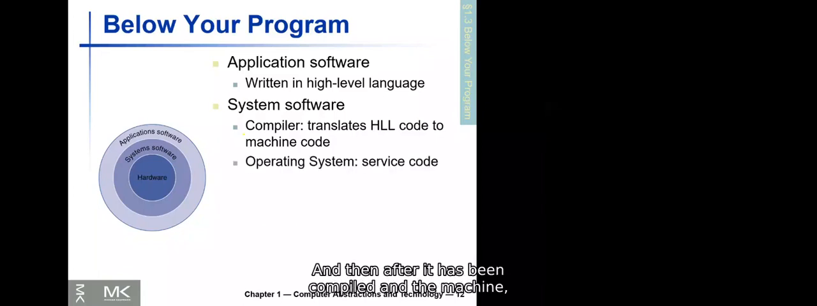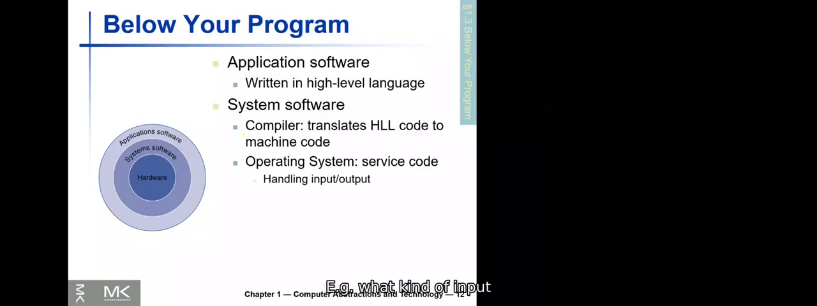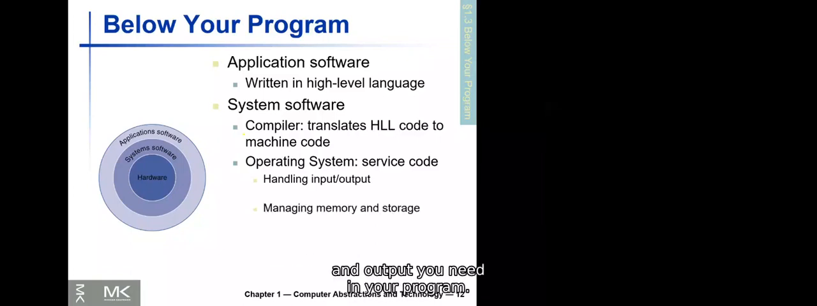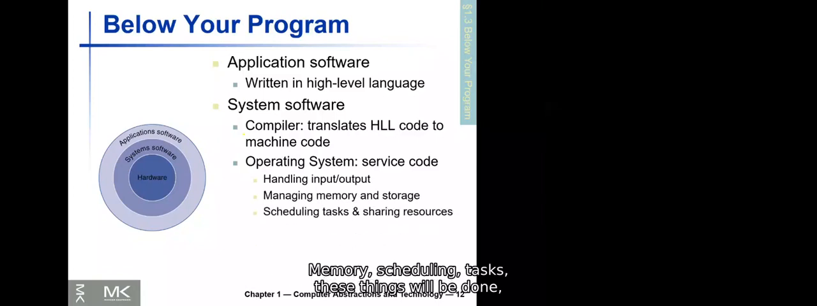And then, after it has been compiled and the machine code is ready, the operating system comes to work. It gets the program and tries to allocate memory for that, schedule the execution of the task, and so many things that the operating system does. For example, what kind of input and output you need in your program, memory, scheduling tasks. These things will be performed by the operating system.